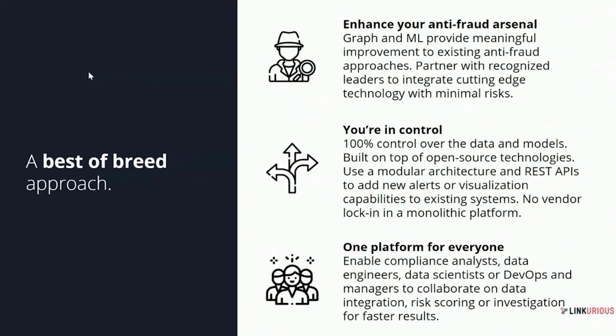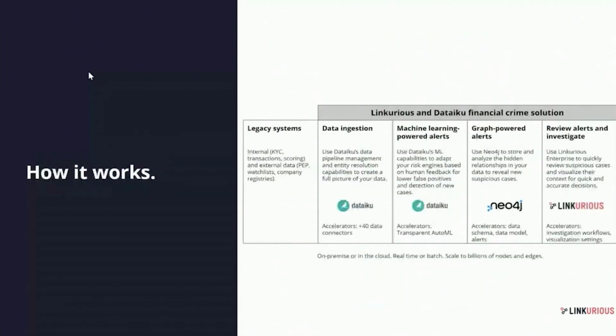Something else which I want to highlight is that it's really a platform built for everyone. So you can have fraud analysts, data engineers, data scientists, DevOps, managers, all working together at different stages of a fraud project, such as data integration, risk scoring, investigation. And that, in our experience, can drive faster results. So here is a slide that explains how it all works, and it starts with the legacy system, where typically you can have access to internal data such as KYC information, transactions, but also existing scoring engines. You can also combine that with external data. Think data about politically exposed persons, data from company registries, data from watch lists, all of that.